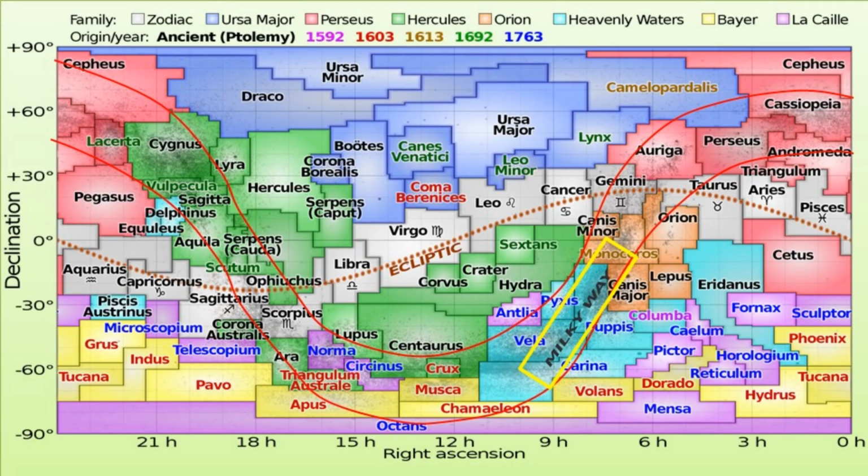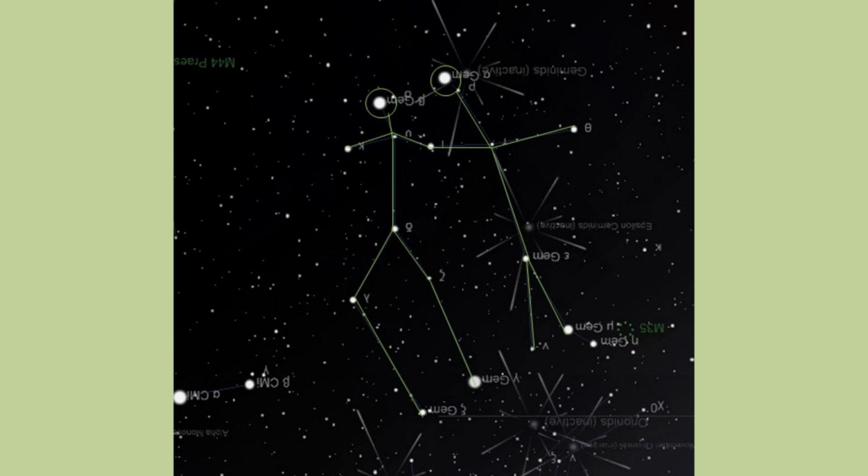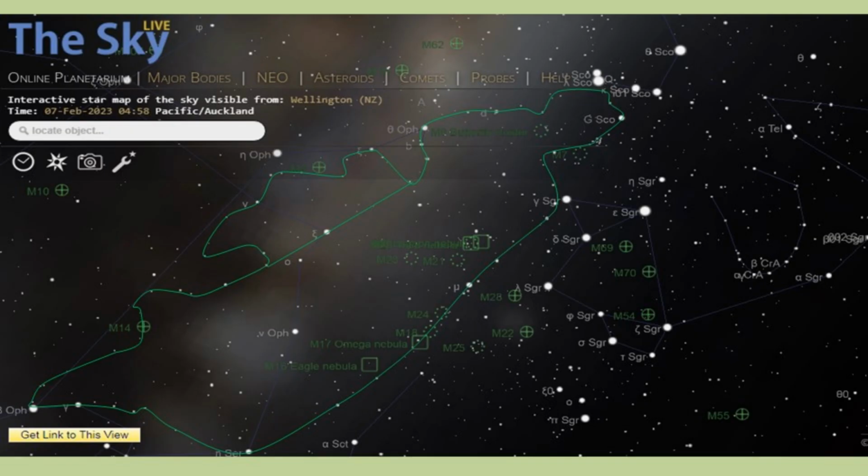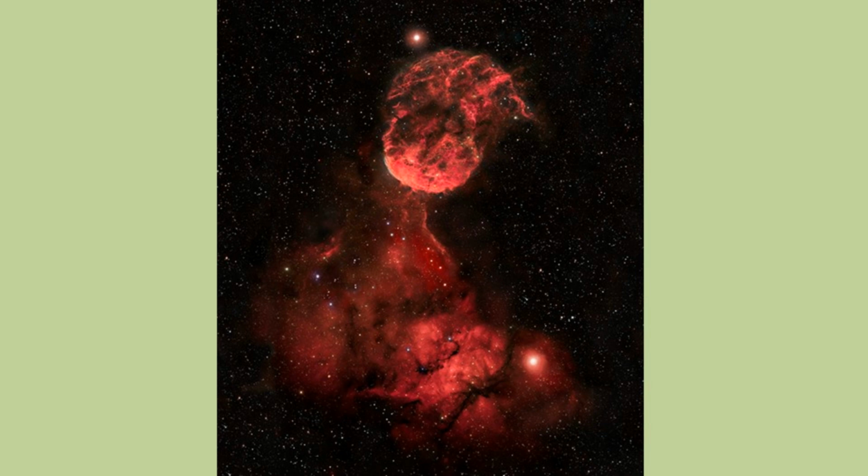The trail of the Milky Way galaxy is the stairway, and the stars present in the constellation Gemini are the angels, as you can see in this picture. And the name of the place is Mahanaim, as mentioned in chapter number 32, verse number 2. As shown in this picture, one can see an image of angels in the trail of the Milky Way galaxy as well. This is the picture of the Jellyfish Nebula in the constellation Gemini, representing an angel.